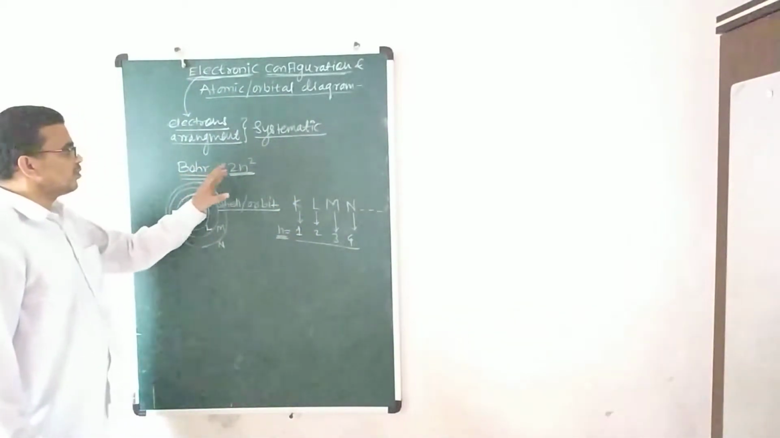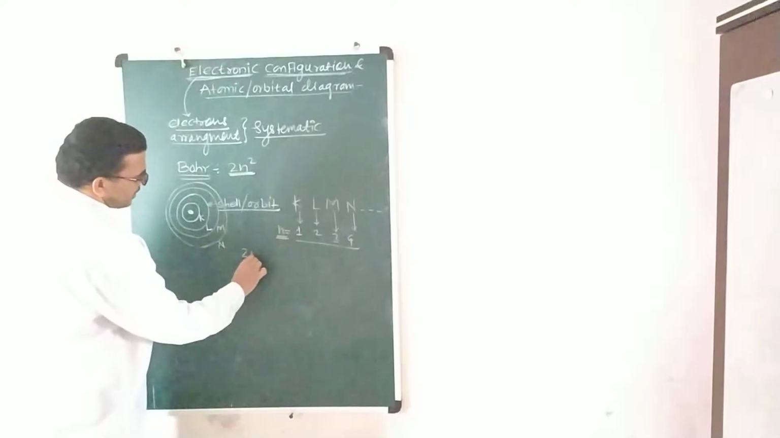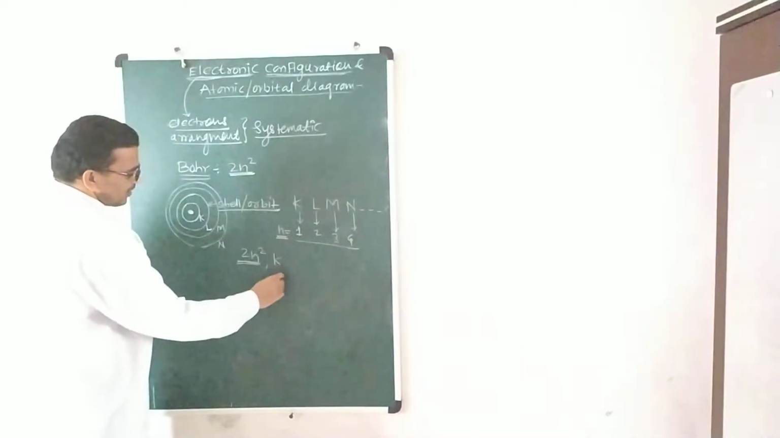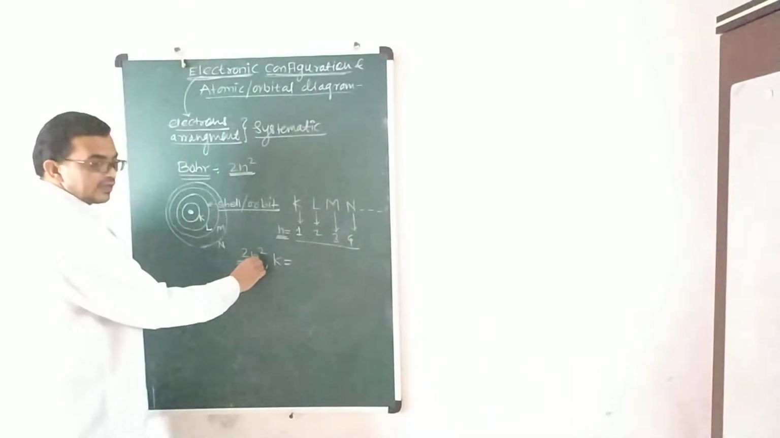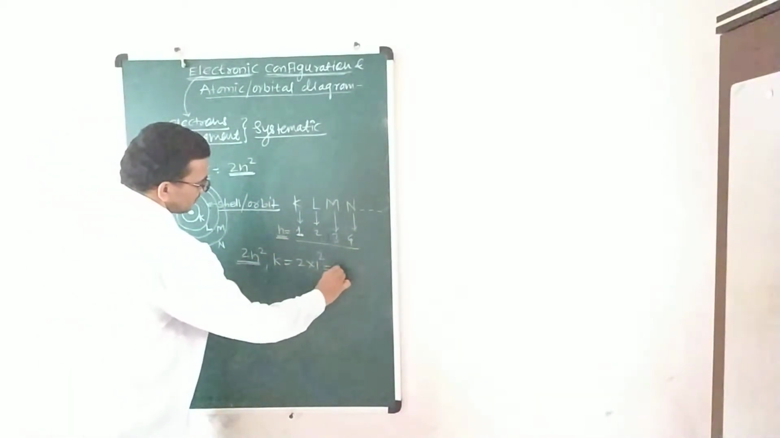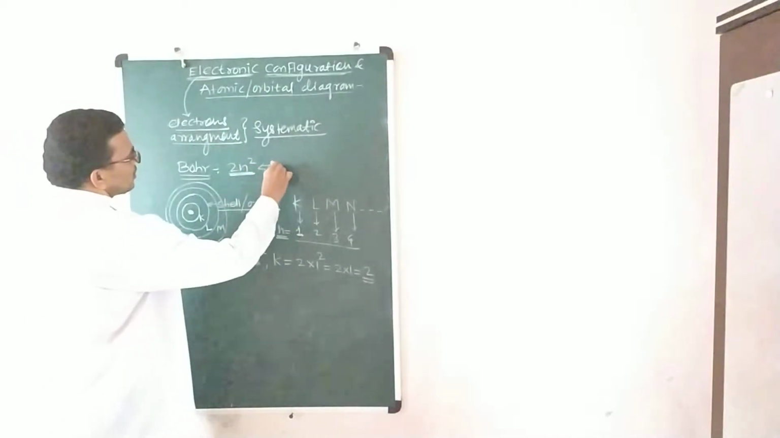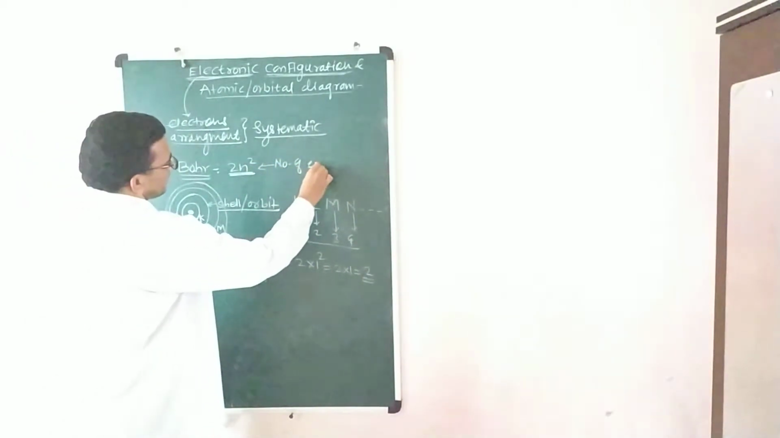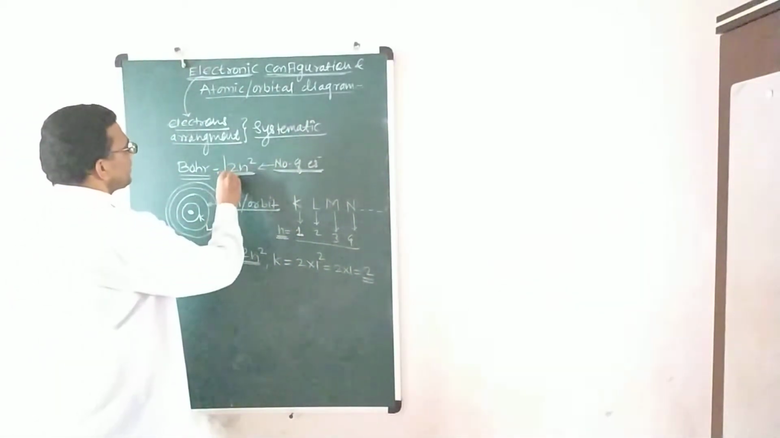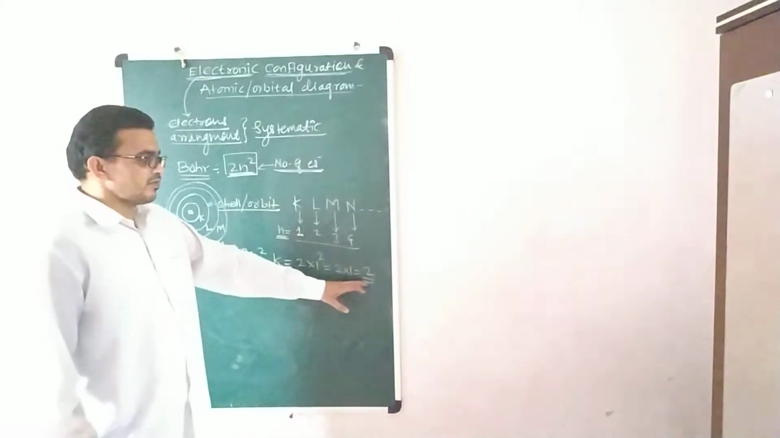Now, as per Bohr, what is the rule? 2n square. Already we studied this concept. Let us use it for the K shell. If you are going to use it for the K shell, the value of n is equal to 1, the first shell. So 2 into 1 square is equal to 2 into 1, which is equal to 2. This is the formula for the number of electrons, to find the maximum number of electrons in the different shells. So in the first shell, how many maximum electrons will be there?